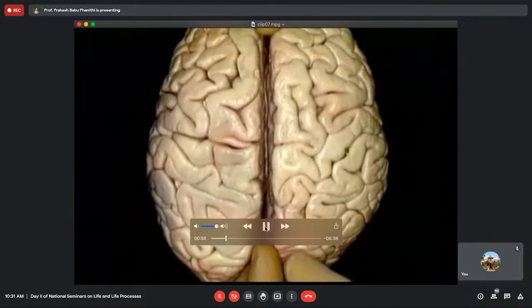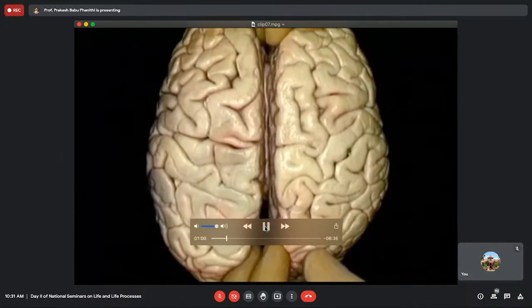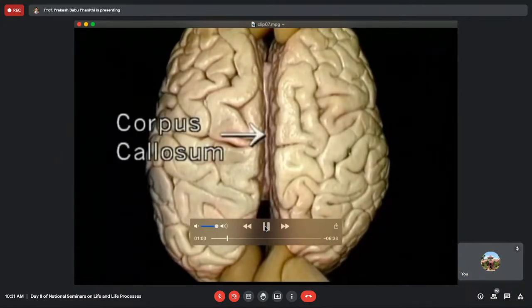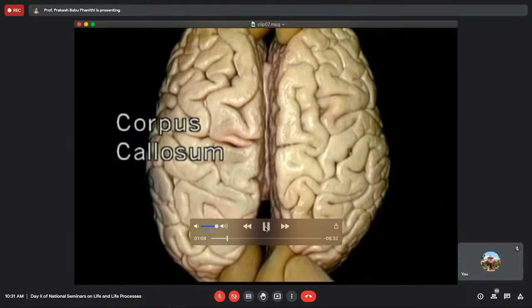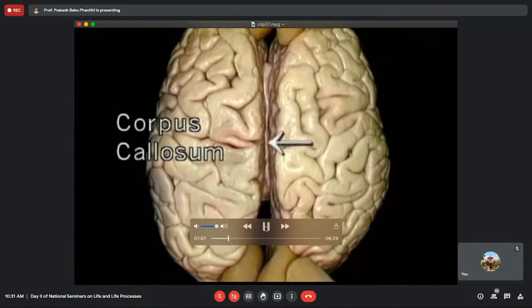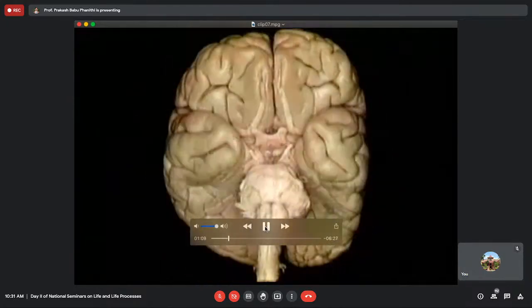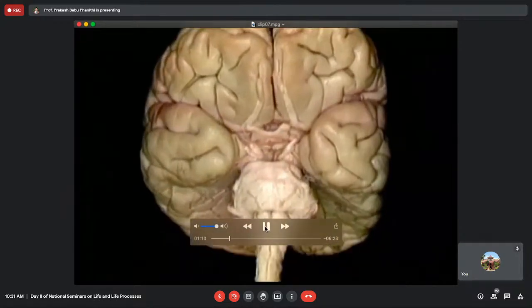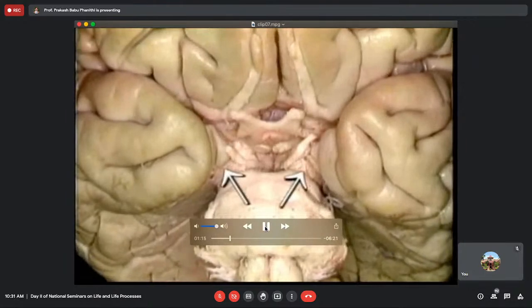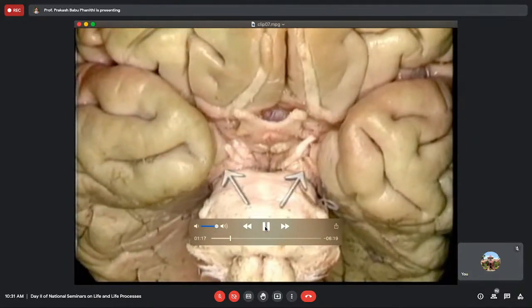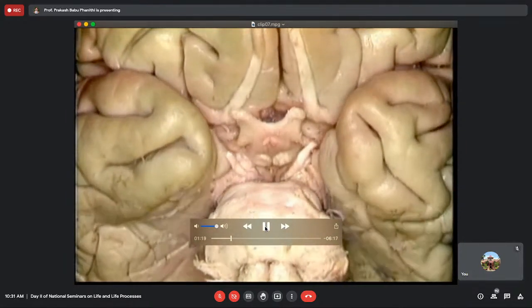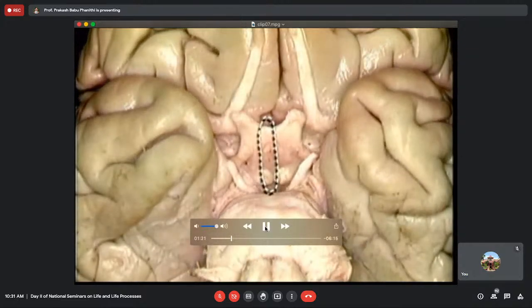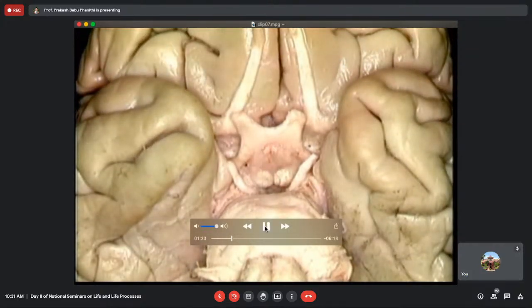The two cerebral hemispheres are connected across the midline by the corpus callosum, which runs all the way from here in front to here behind. The two cerebral hemispheres are connected below by the two cerebral peduncles converging on the brainstem. They're also connected by the structures of this area, the floor of the third ventricle.